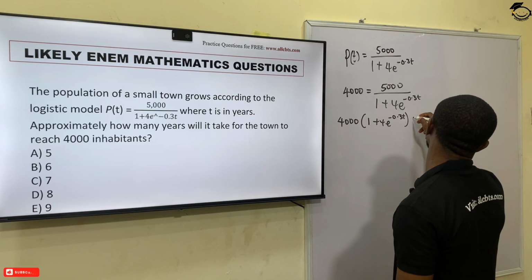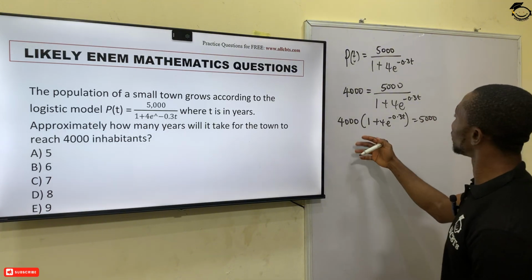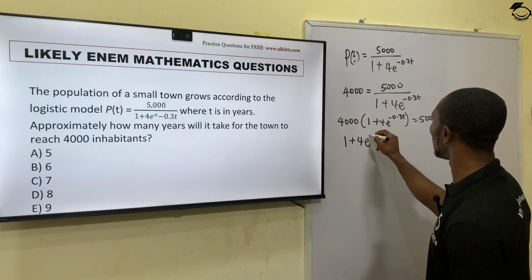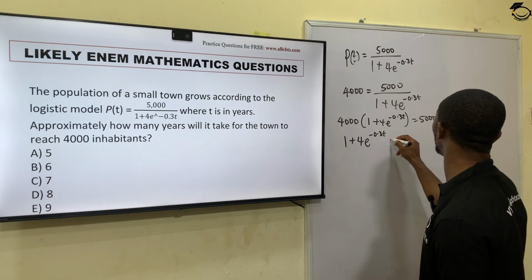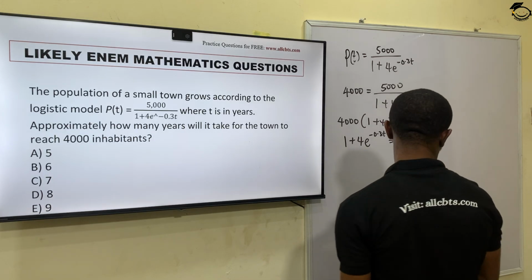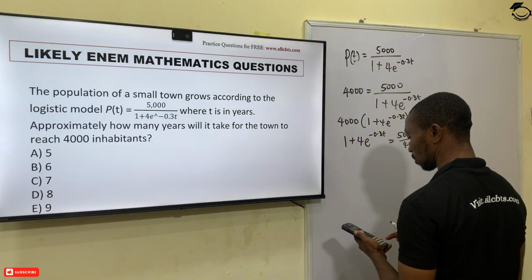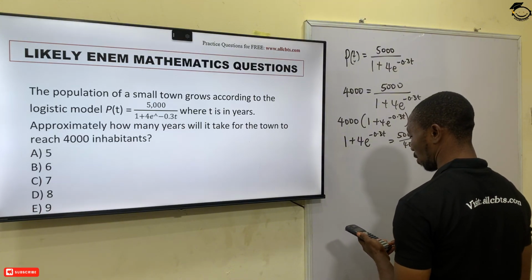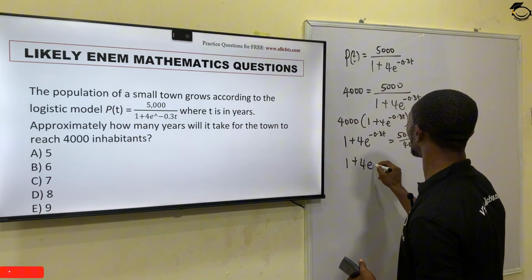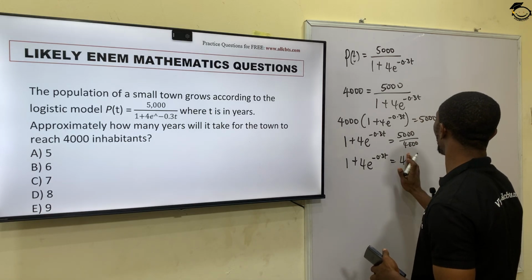equals 5,000. Now, when we divide both sides by 4,000, we would have 1 plus 4e raised to the power minus 0.3t equals 5,000 over 4,000. Now, 5,000 divided by 4,000 gives us 1.25. So here we have 1 plus 4e^(-0.3t) equals 1.25.